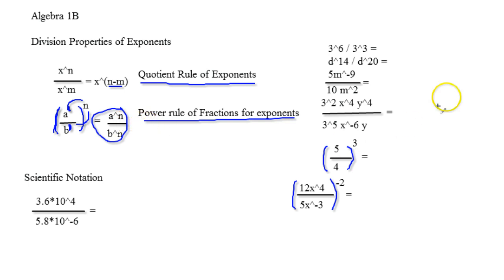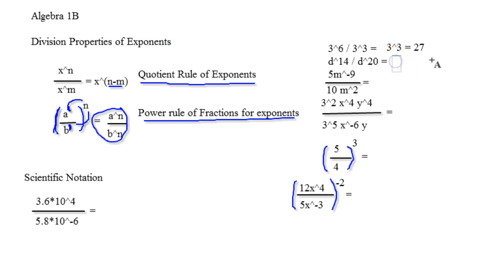Alright, so for some examples, 3 to the 6 divided by 3 cubed, you could write it like that. And basically that's 6 minus 3, which is just 3 to the third, which turns into 27. Yes, you do still have to simplify.